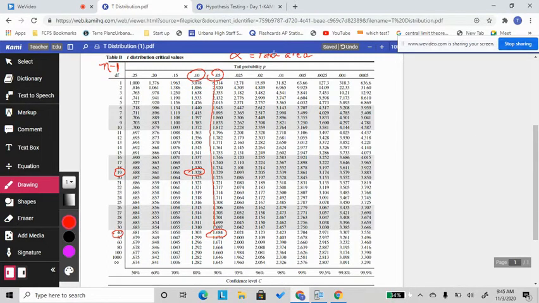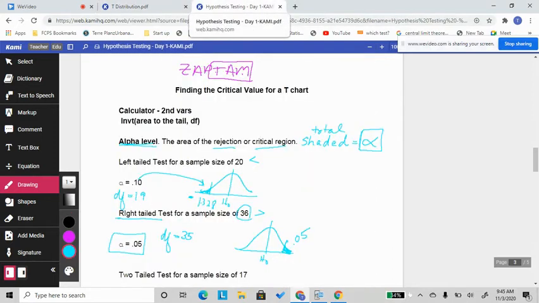So the alpha level they give you was 5. The sample size was 36. There's no 35 degrees of freedom, so we're going to go to the closest one. So 1.684, and it's positive because it's a right tail test.